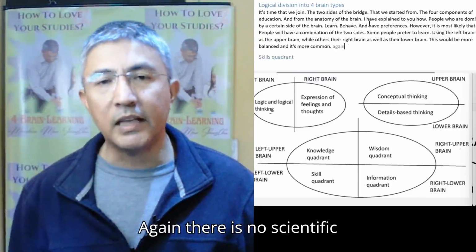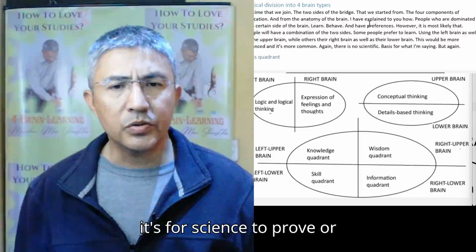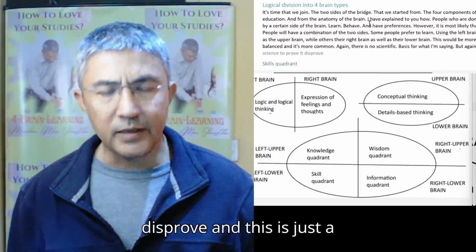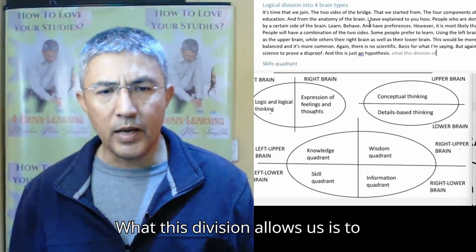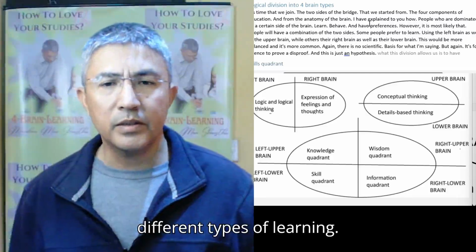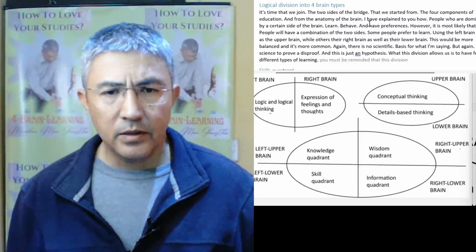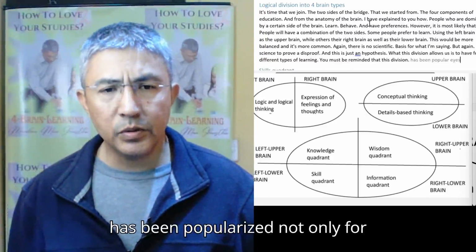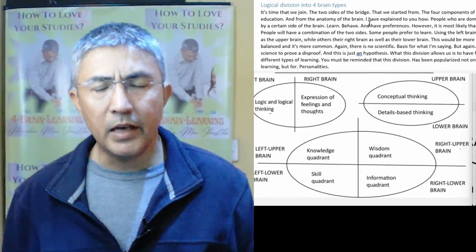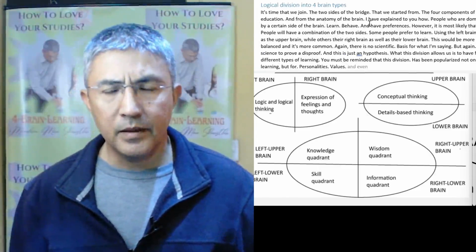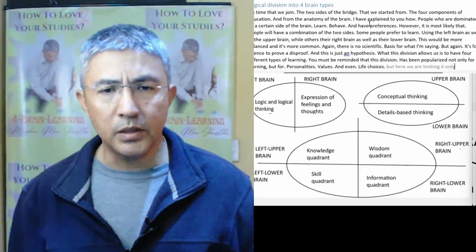Again, there is no scientific basis for what I'm saying, but it's for science to prove or disprove, and this is just a hypothesis. What this division allows us is to have four different types of learning. You must be reminded that this division has been popularized not only for learning but for personalities, values, and even life choices. But here we are limiting it only to the learning process.